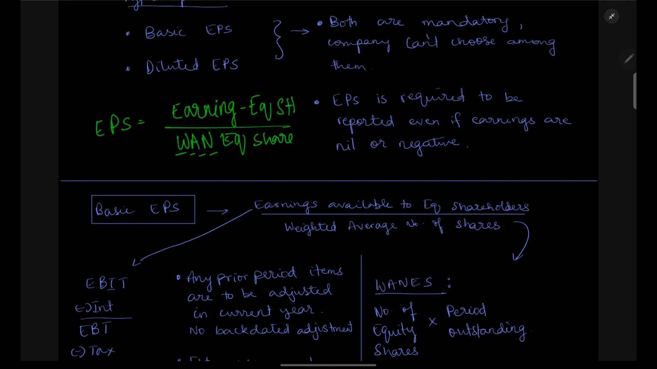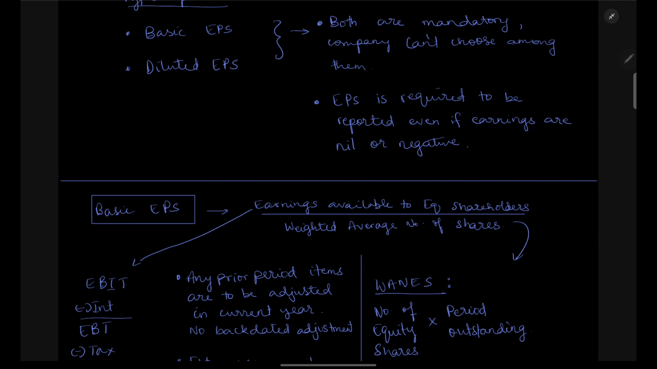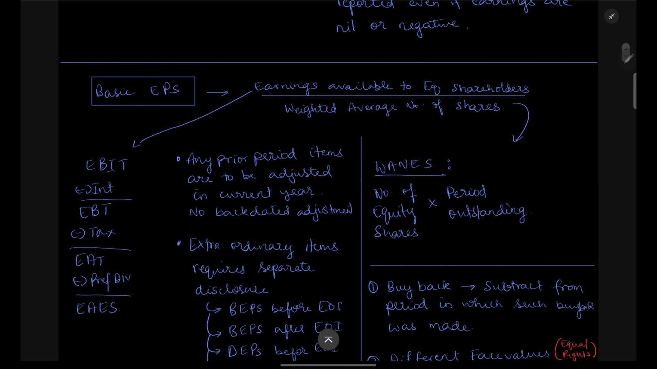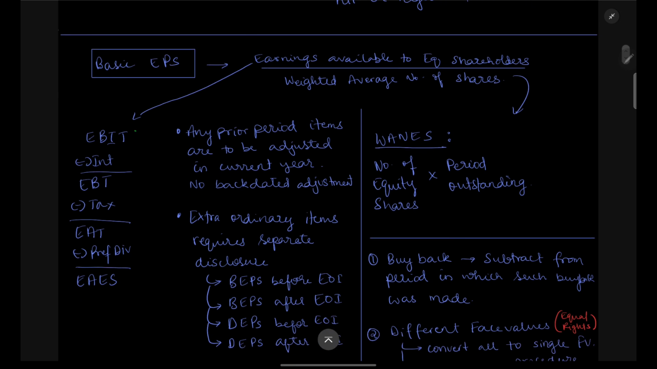We'll first discuss what forms part of earnings for equity shareholders. After that, we'll discuss what is supposed to be part of the weighted average number of equity shares, like various different cases. Firstly, when it comes to earnings available to equity shareholders, we'll start off with EBIT, which is earnings before interest and tax, and then we'll subtract interest from that, subtract the tax, and then subtract the preference dividend that is to be paid, and then we'll end up with earnings available to equity shareholders.